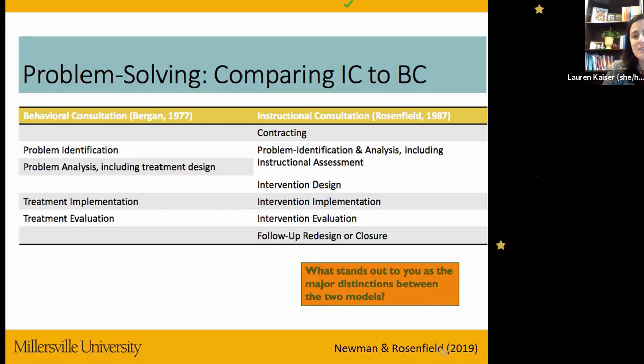The good news is if we follow this process, it embeds behavioral problem solving. Layering in the instructional assessment allows you to solve both kinds of problems flexibly, and in a way that doesn't necessarily separate them, right? Like, oh, this is an academic concern, this is a behavior concern, but really seeing how an academic concern and behavioral concern might be intertwined.